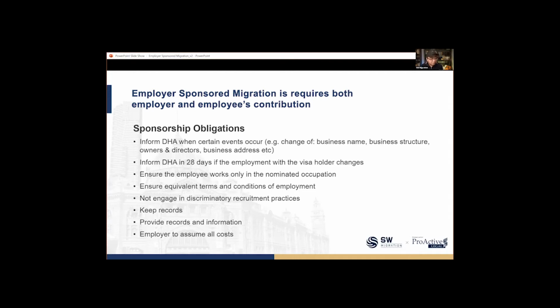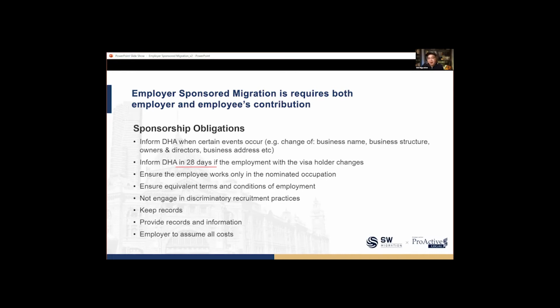So you have to inform the DHA when certain events occur: change of business name, structure, owner, director, ABN, business address. You need to keep that updated. And also you have to notify the department if your employment with the person you sponsored ended or changed. You have to do that within 28 days.